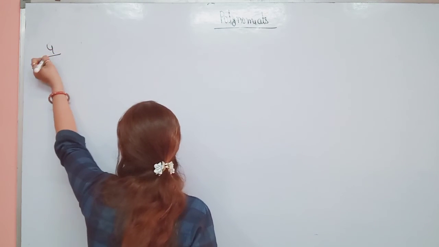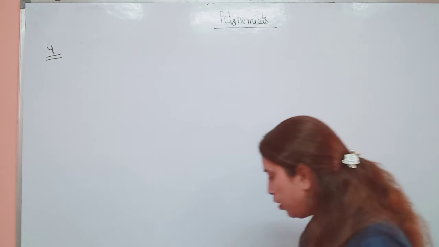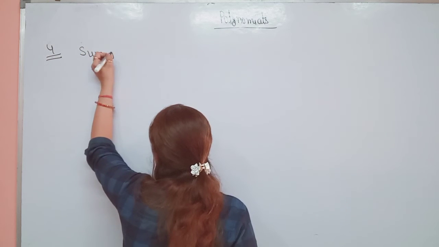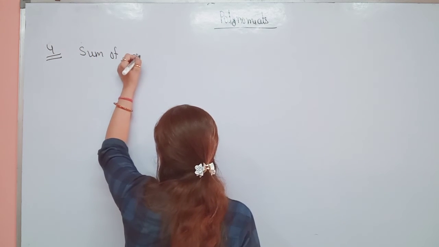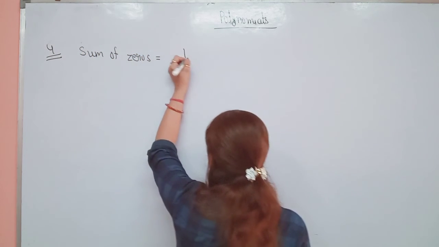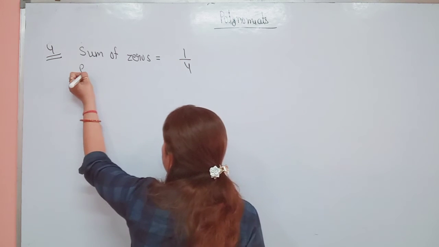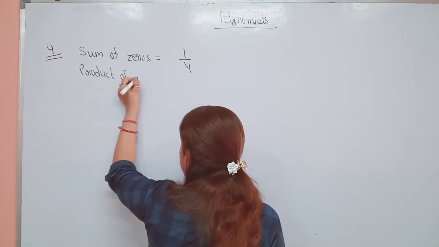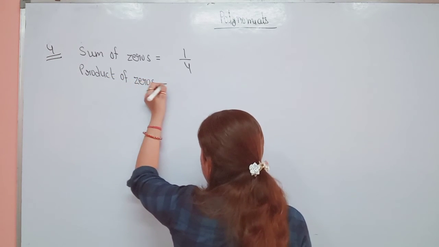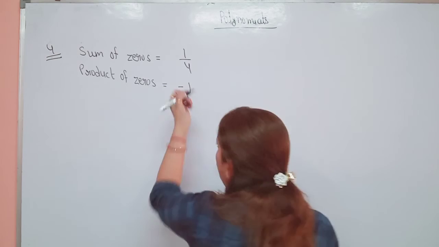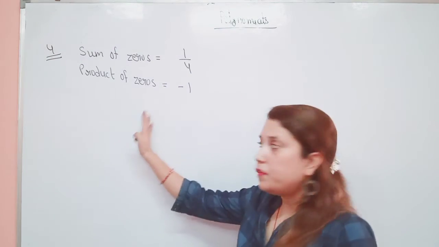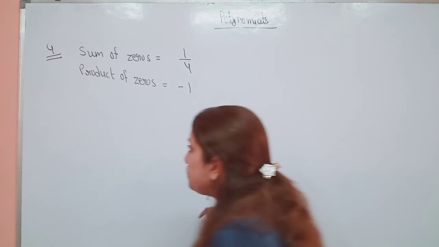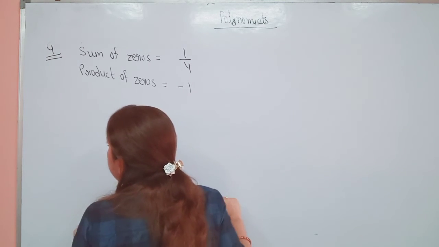Find the quadratic polynomial if sum and product of zeros is given. Sum of zeros is given 1 by 4 and product of zeros is given minus 1. Find the polynomial, quadratic polynomial. So how to find the quadratic polynomial?